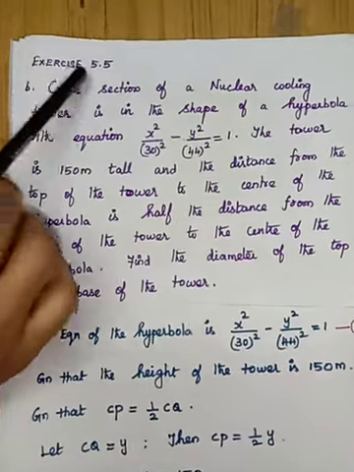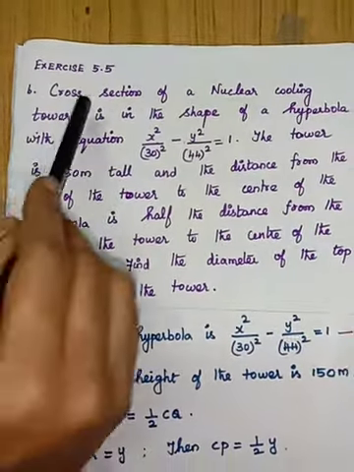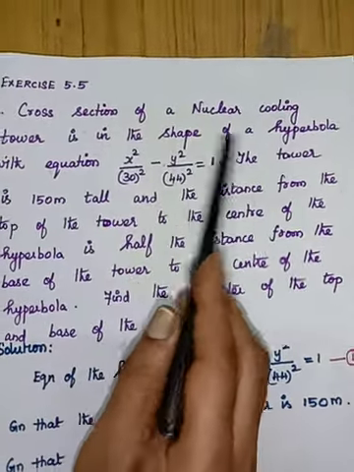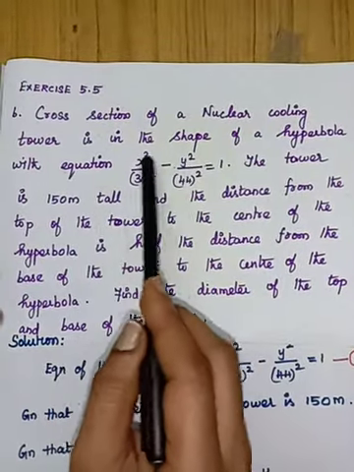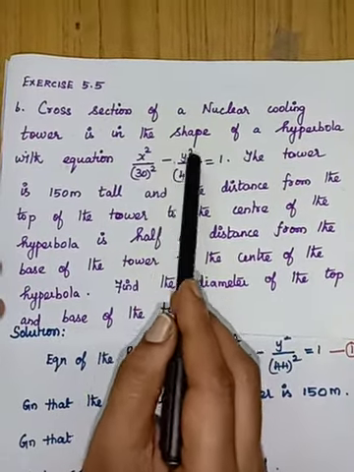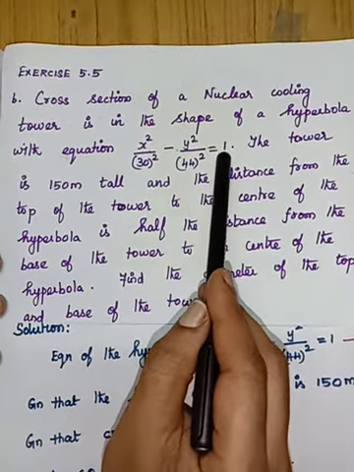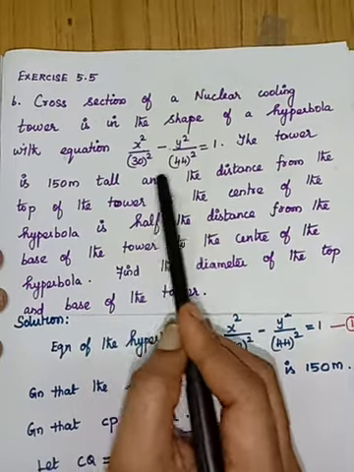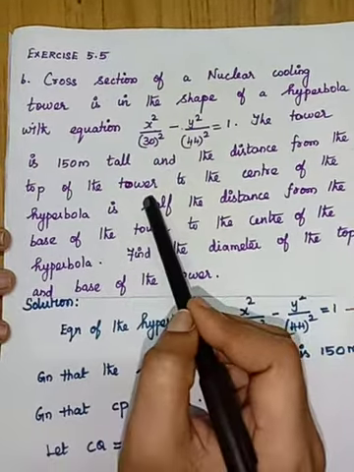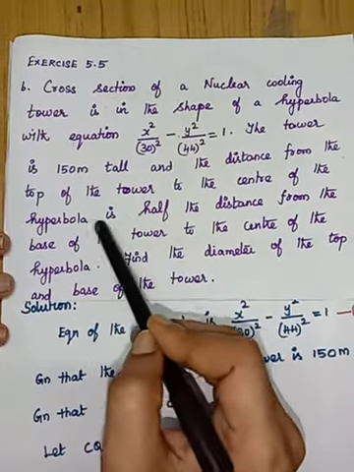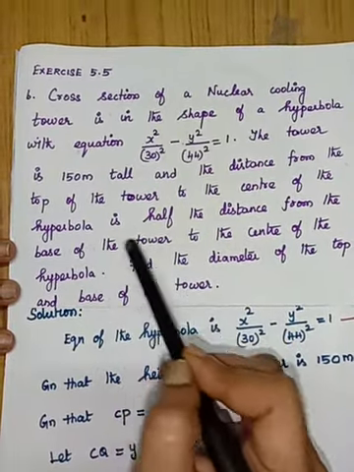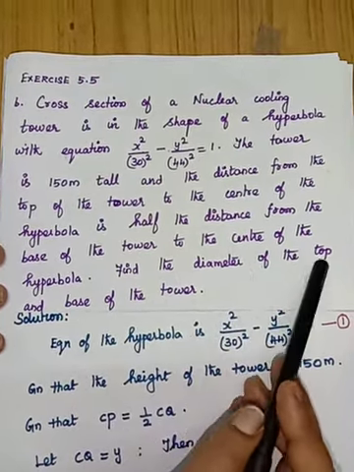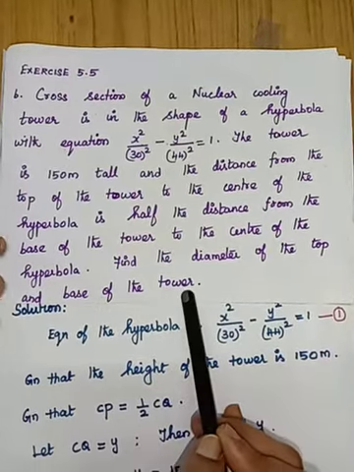Students, exercise 5.5, sixth problem. The cross section of a nuclear cooling tower is in the shape of a hyperbola with the equation (x squared by 30 squared) minus (y squared by 44 squared) is equal to 1. The tower is 150 meter tall and the distance from the top of the tower to the center of the hyperbola is half the distance from the base of the tower to the center of the hyperbola. Find the diameter of the top and base of the tower.